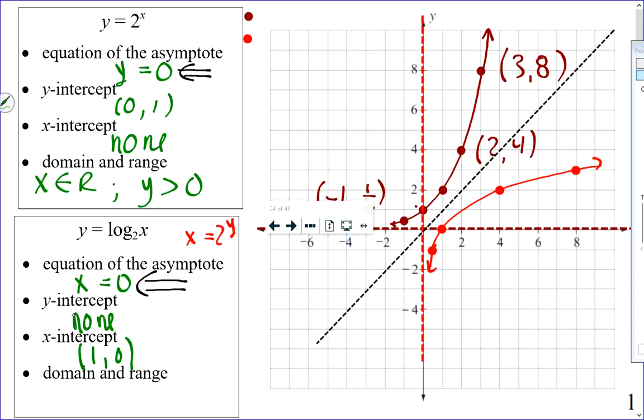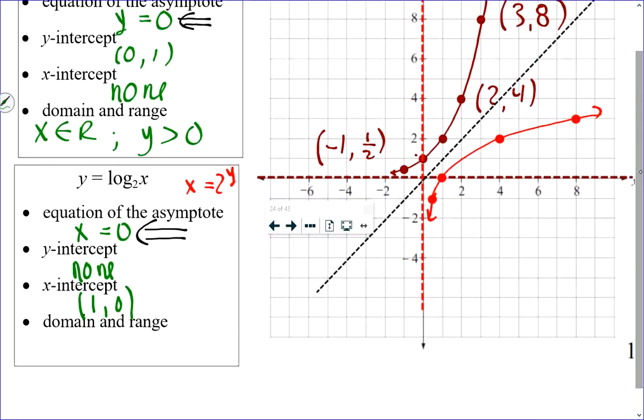The domain and range. Well, looking at the red graph, the logarithmic function, the domain is x is greater than 0. The range is y is any real number. But again, look at the domain and range of y equals 2 to the x and compare it to the domain and range of y equals log base 2 of x. The domain description became the description for the range, and the range description became the description for the domain. You still with me? Okay.